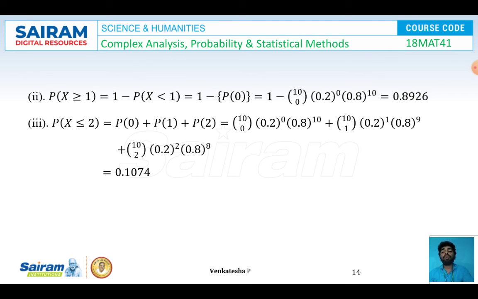Third one, at most 2 lines are busy. At most in the sense we have to use the less than or equal to symbol, that is P(X ≤ 2), that is P(0) plus P(1) plus P(2). After replacing k equal to 0, 1, 2 and adding, I got 10C0 (0.2)^0 (0.8)^10 plus 10C1 (0.2)^1 (0.8)^9 plus 10C2 (0.2)^2 (0.8)^8. After simplifying I got the value 0.1074.